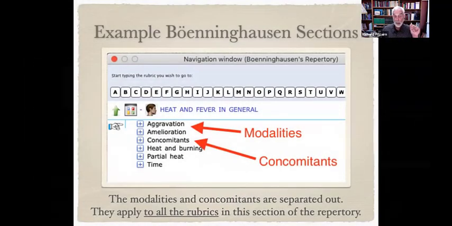So you see that aggravation and amelioration and concomitants are separate parts of that repertory section. Whereas in Kent's and others, you'll find that the aggravation and amelioration are sub-rubrics under particular symptoms. So the modalities and concomitants are separated out. But the aggravations and ameliorations that are in there apply to all the rubrics that are in this section of the repertory. So for any rubric that's under heat and burning or under partial heat, you can apply the aggravation, amelioration, and concomitant rubrics to it. That's how he generalized it. He found that to be accurate.